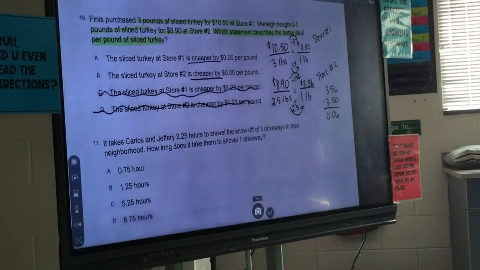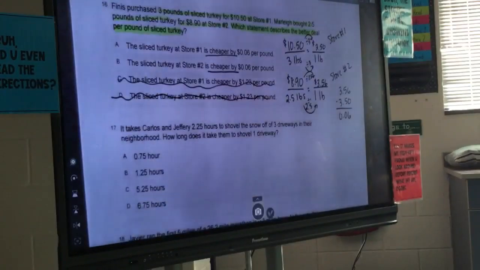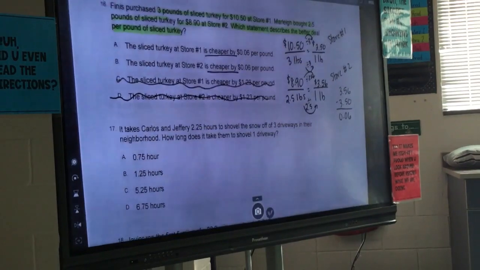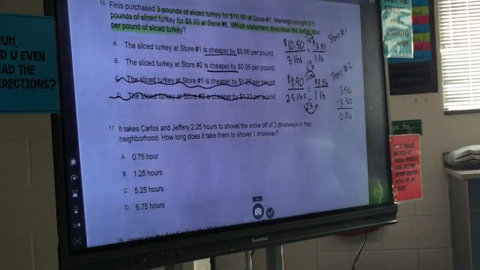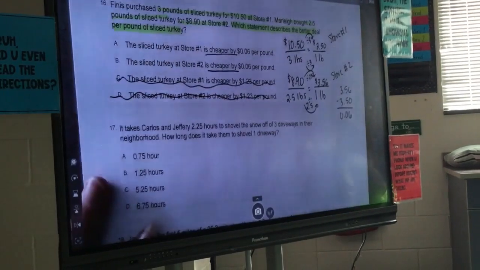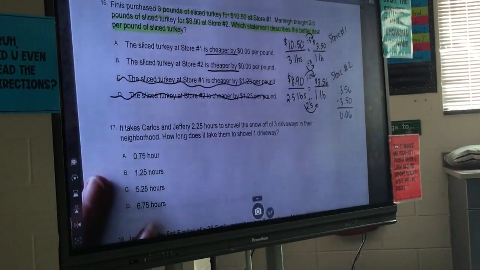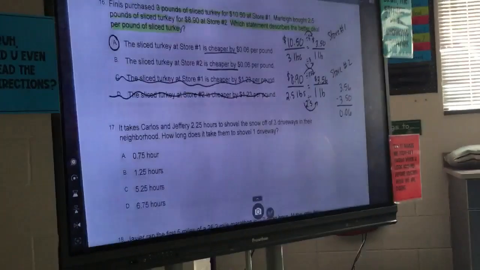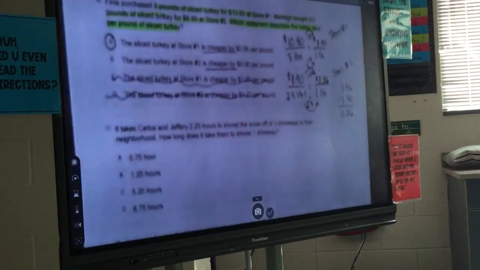So from here, stand up if you picked A. Okay, so why is it A? Raise your hand to tell me. Why is it A? Store 1 is cheaper. It's $3.50, and store 2 is $3.56. Okay, so store 1 is cheaper by that 6 cents per pound. All right.